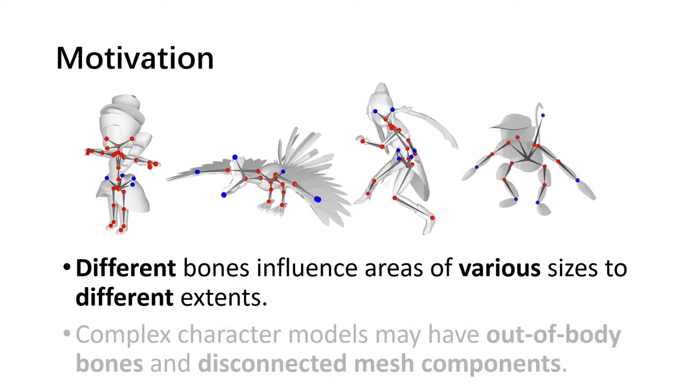Character rigging is universally needed in animation production, where animators first create a skeleton and then bind the mesh to it with skin weights. We observed that, in a character, different bones influence areas of various sizes to different extents. For example, the spine can influence vertices on the torso which are far from it, while the finger bones only affect nearby parts. We seek an automatic skinning method considering both vertex and bone features.